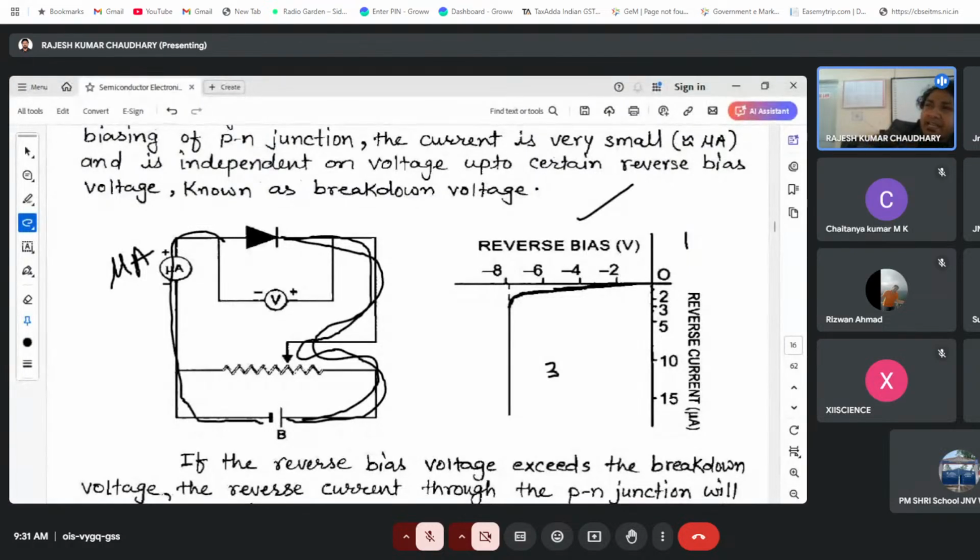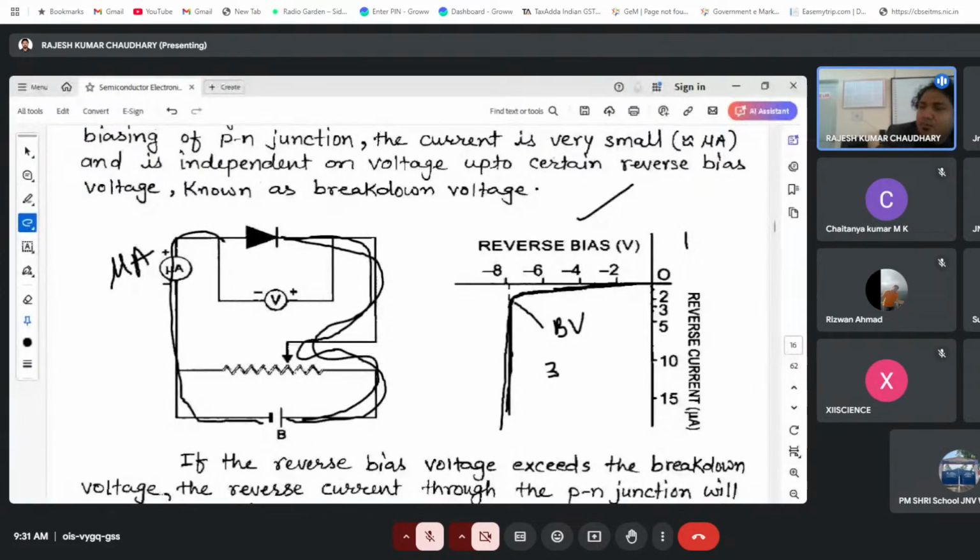And after the breaking down of atoms we can receive a very high number of electrons, and that high number of electrons will give us a very large electric current. That's why this point is called the breakdown voltage. Why? Because at this voltage, atoms start breaking down, and from those atoms we will receive electrons in very large number, and those electrons will produce a very high current.